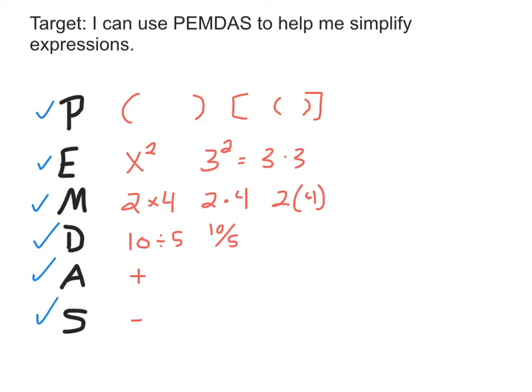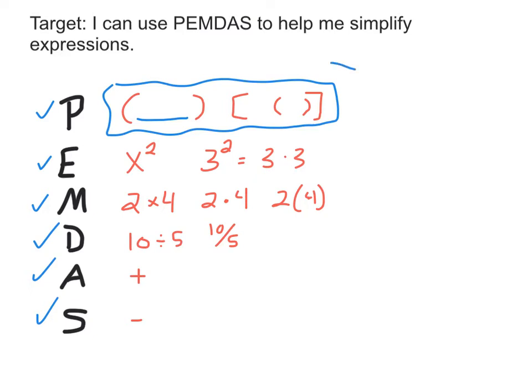PEMDAS is the proper order in which you solve expressions. You start out with the P in PEMDAS, parentheses and brackets. It's a grouping symbol. So what's inside the parenthesis happens before what happens outside the parenthesis. And sometimes you have parentheses inside parentheses called nested parentheses. In that case, they might use a bracket so you don't get confused by two parentheses. But that's not always going to happen.